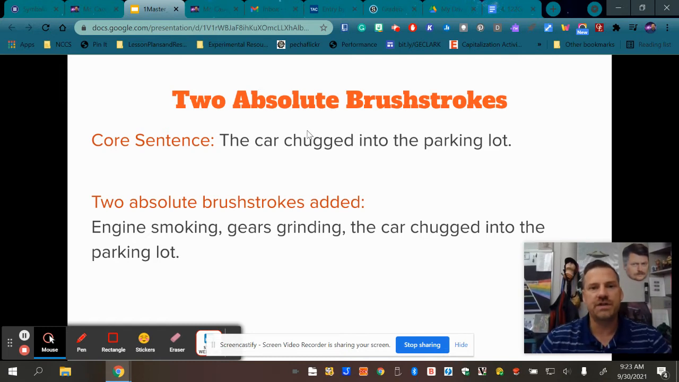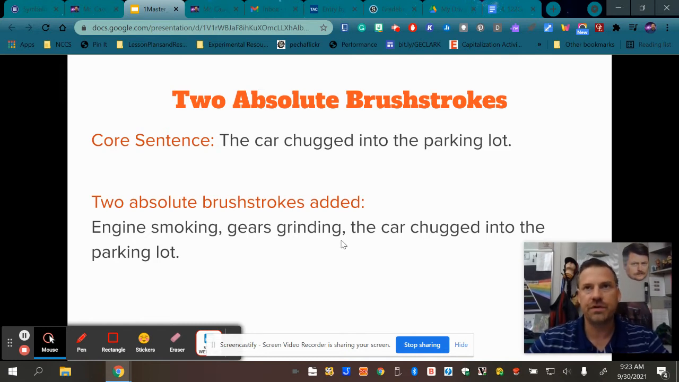Now, each brushstroke is different, but they all have the same core sentence, which is: the car chugged into the parking lot. Now, for the 2 absolute brushstrokes, which is the first brushstroke on the slideshow: engine smoking, comma, gears grinding, comma, the car chugged into the parking lot. Okay, so we've added 2 absolutes to the front end of this core sentence: engine smoking, comma, gears grinding, comma.